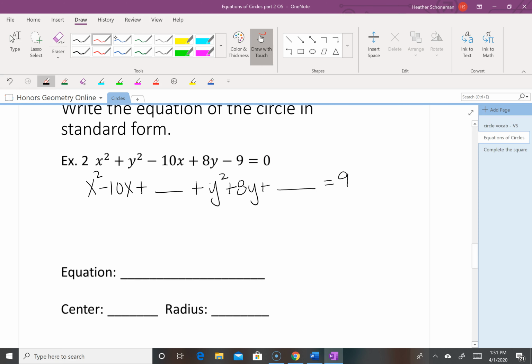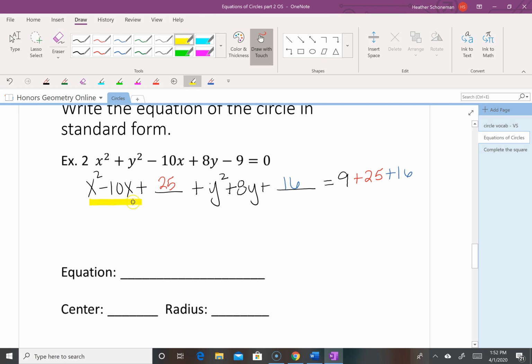So, looking at the first one, I need to figure out what number is going to make this a perfect square trinomial. So to do that, I'm going to take -10 divided by 2, which is -5. -5 squared is +25. But to keep my equation balanced, I'm going to add 25 to the other side. On the second one, half of 8 is 4. 4 squared is 16, so I'm going to add 16 to the other side. All right, now I've done the work. Now we just need to write the equation.